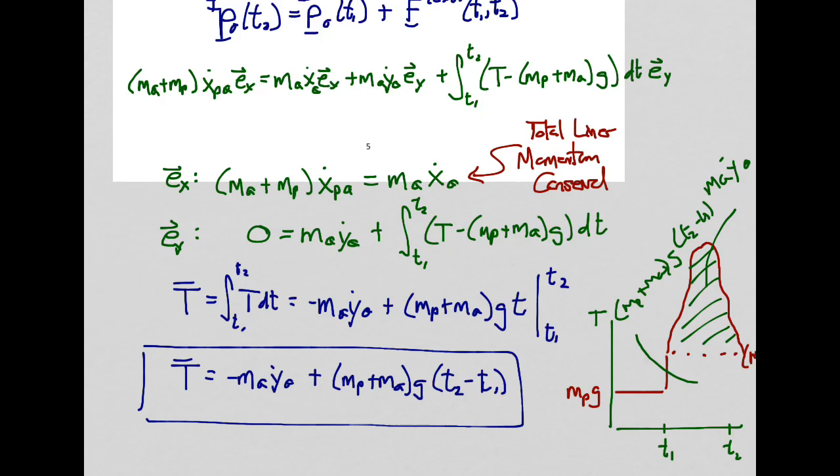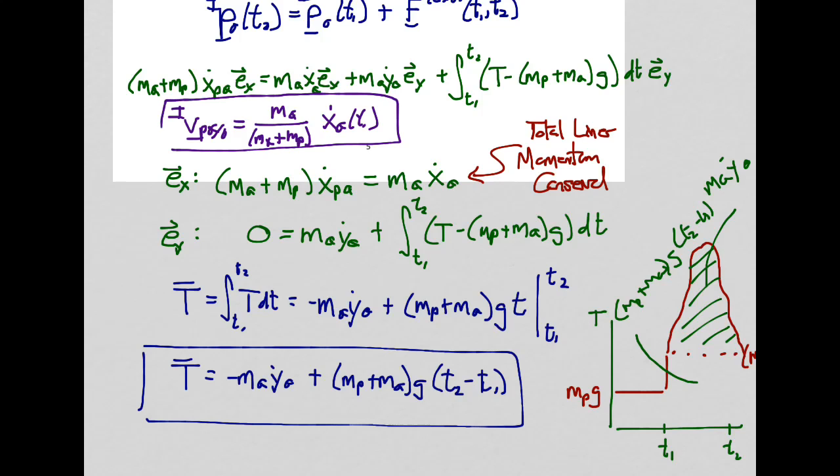We only have velocity in the EX direction, and so our velocity, V of PQ with respect to O as observed in the inertial reference frame, is equal to the mass of Q divided by the mass of Q plus the mass of P, multiplied times x dot Q at time 1. And so we have velocity only in the horizontal direction, in the EX direction.